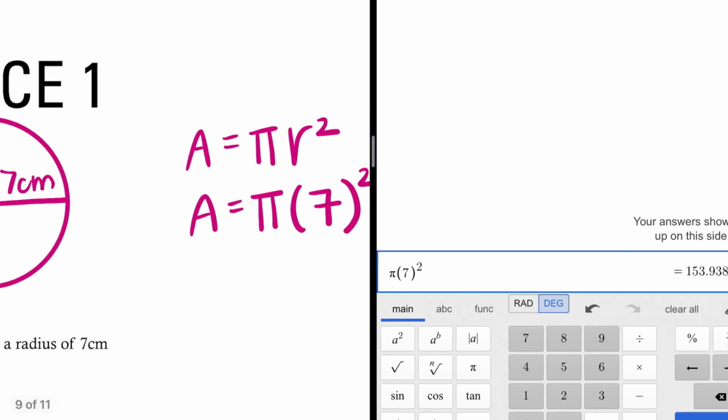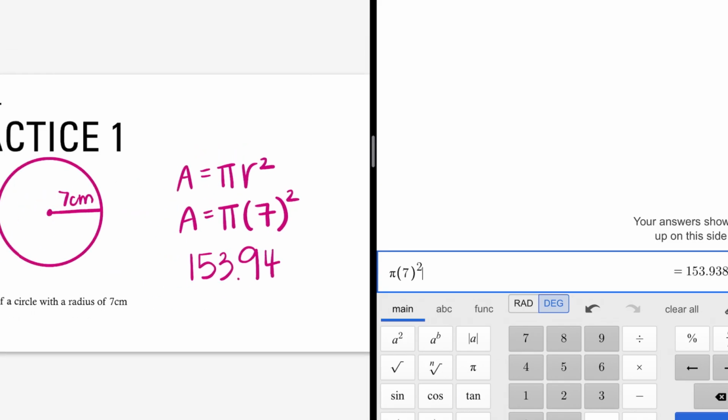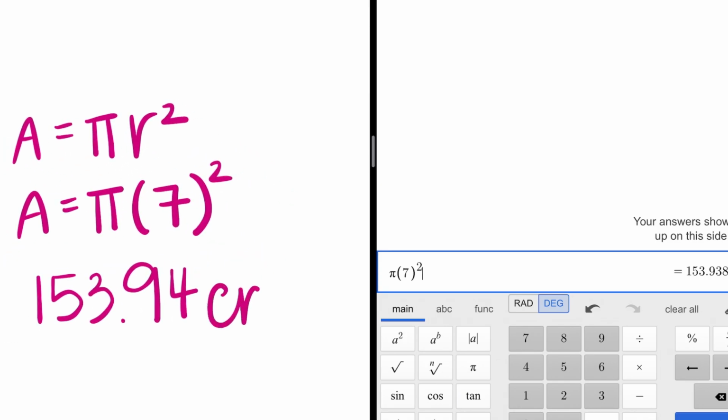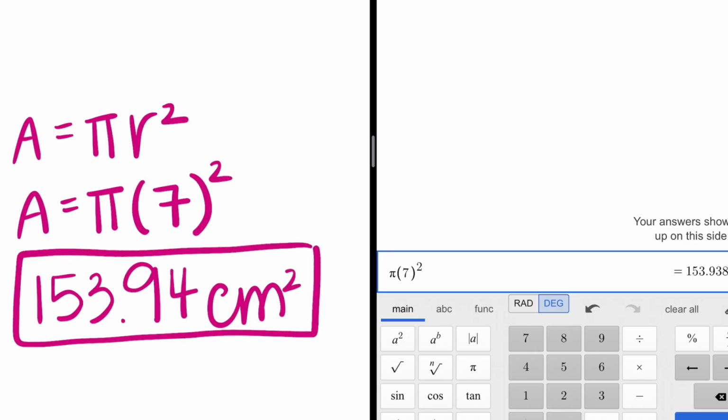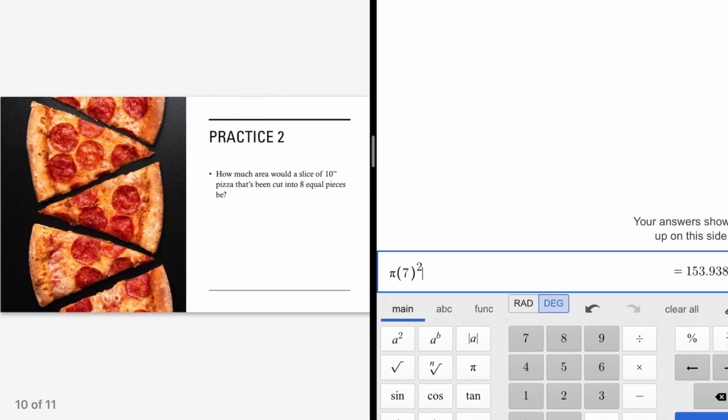And that gets me about 153.94, we'll say. And we know that that was centimeters. So it'd be centimeters squared. Ta-da! That's all it is. I can do this again over here.